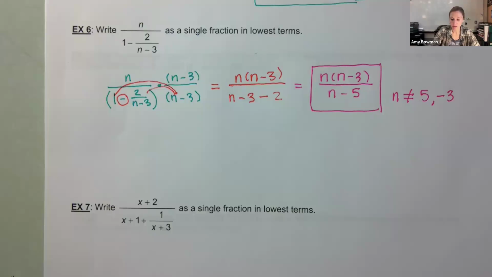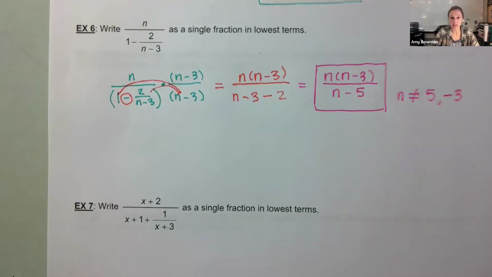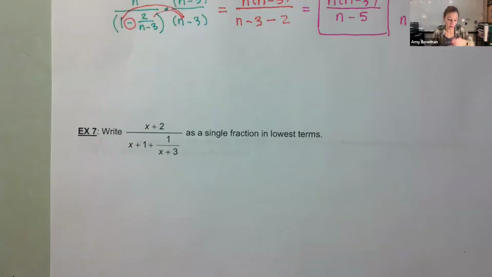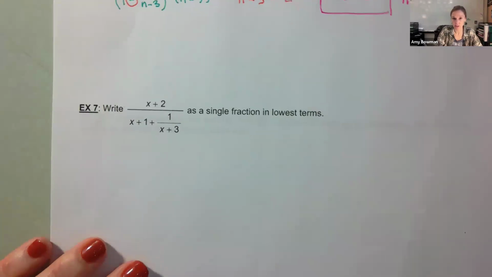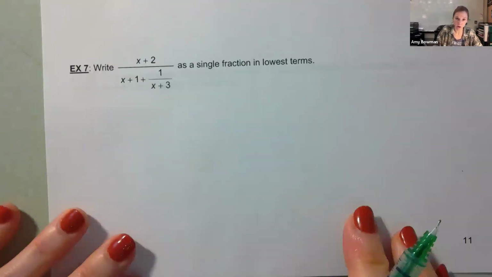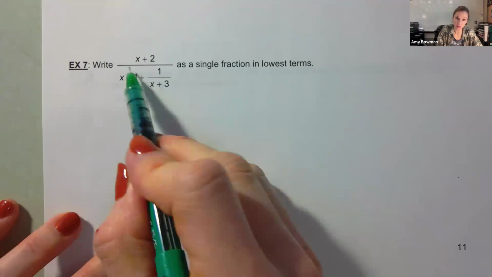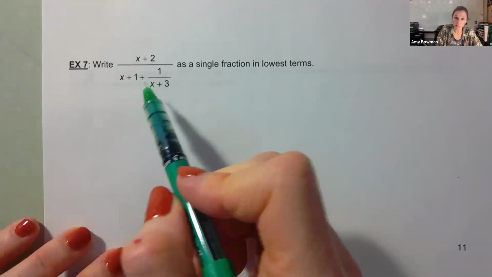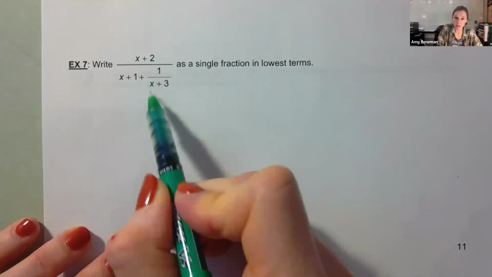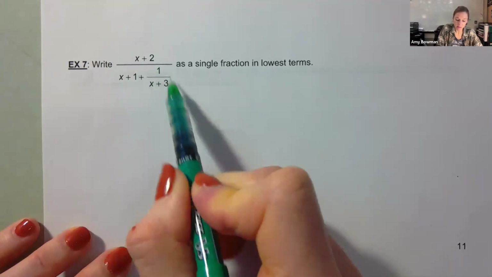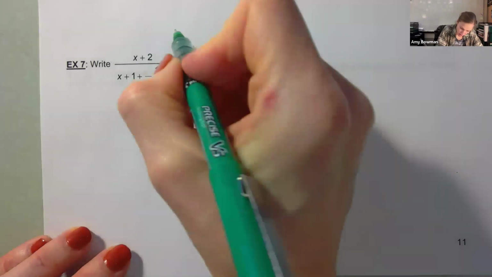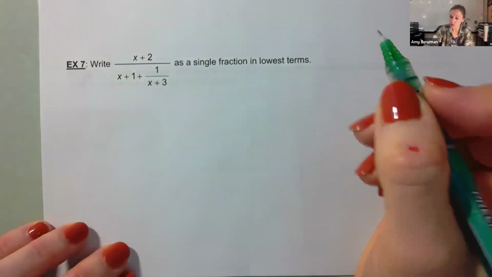Number 7 is very similar to number 6. Again, I would like you to try and work through this without me and just skip ahead, see if you do it correctly. If you need to walk through step by step, then rewind and walk through. So here we have another complex fraction. So the only fraction within the fraction is 1 over x plus 3. So that means that is what I'm going to be multiplying the numerator and denominator by.